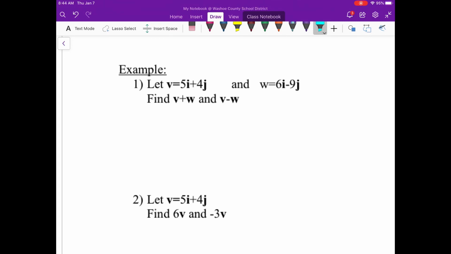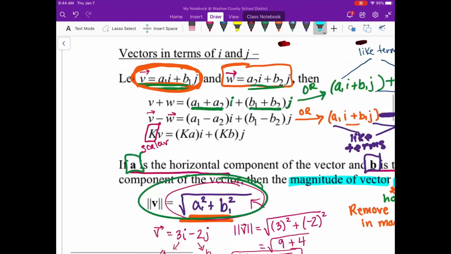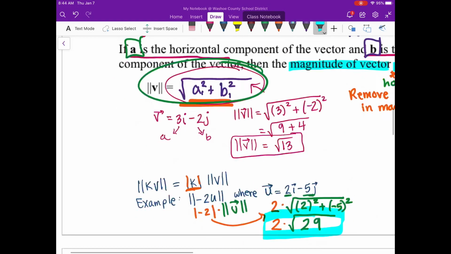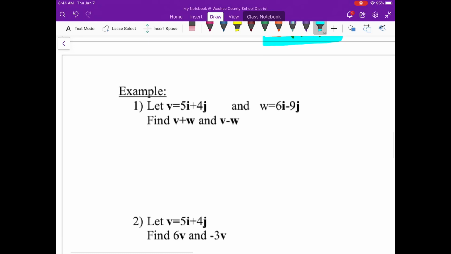And in this next page, we are going to add and subtract these vectors. It depends on how you want to write them out, whether it's the first formula that I showed you in the notes at the beginning, looking at just the coefficients, or if you want to think of it as combining like terms. We're just going to do both examples, okay?